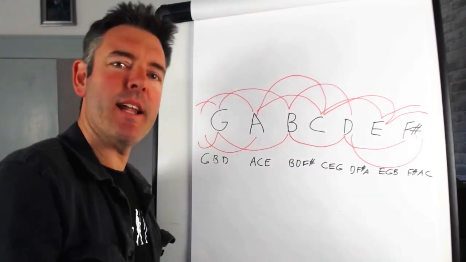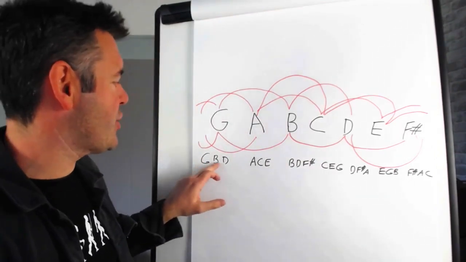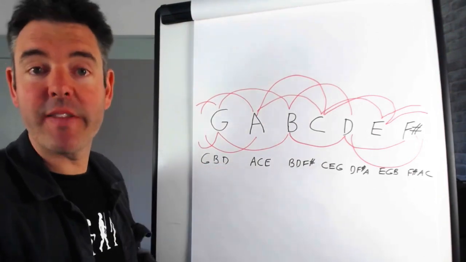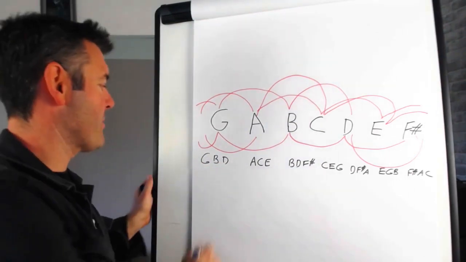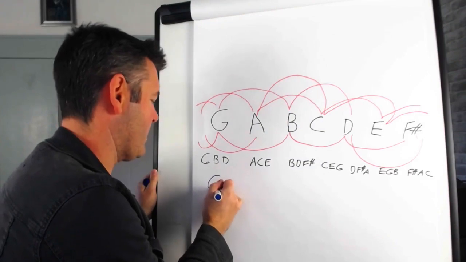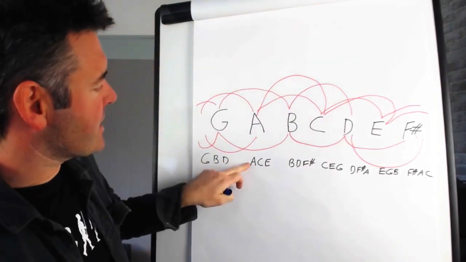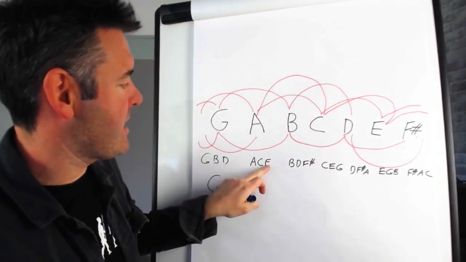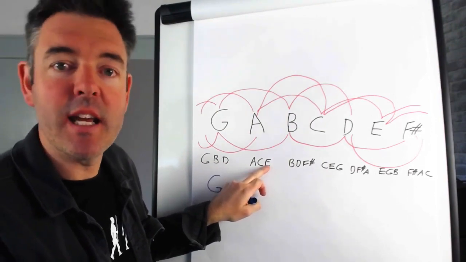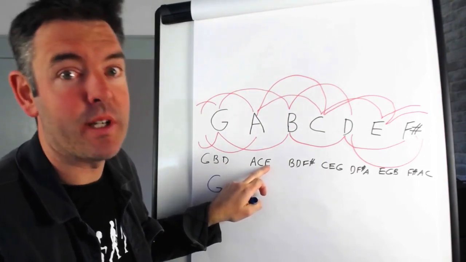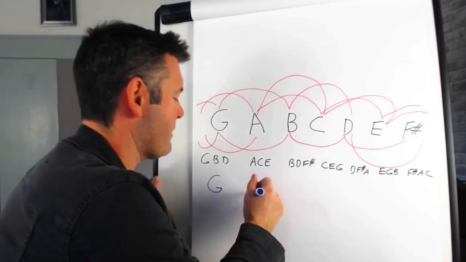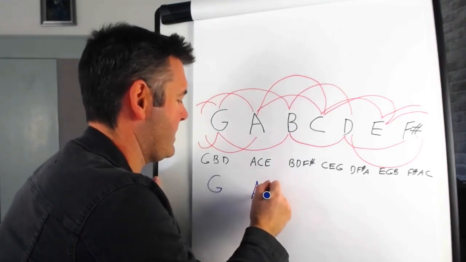So anyway, let's look at our first chord. We've got three notes here, G, B, D. Now it happens that they are the notes in a G major chord. So I'm going to write G under there. Our next triad, A, C, and E. Now this is the formula for an A minor chord, okay? So this is an A minor triad. So I'm going to write A minor under there.